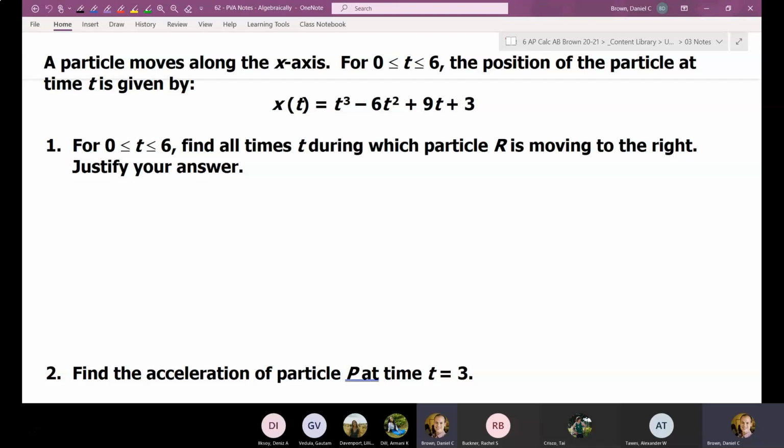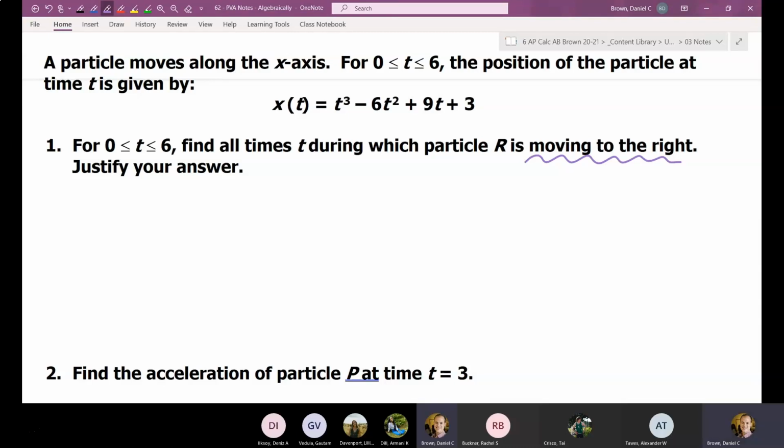I like thinking about looking at the problem like what it means. So we want to find basically when the particle is moving to the right. So first ask yourself, which function is going to be talking about the actual movement: position, velocity, or acceleration?